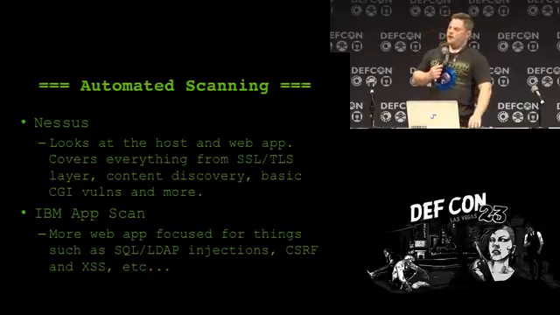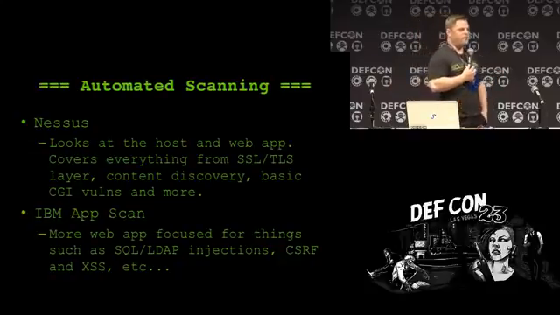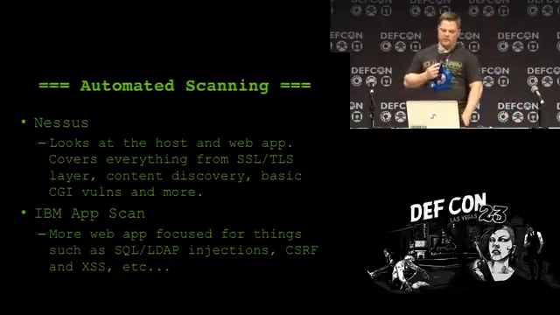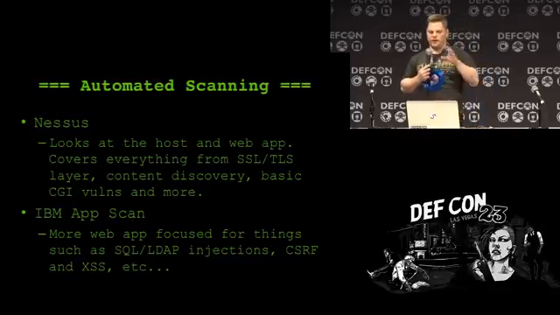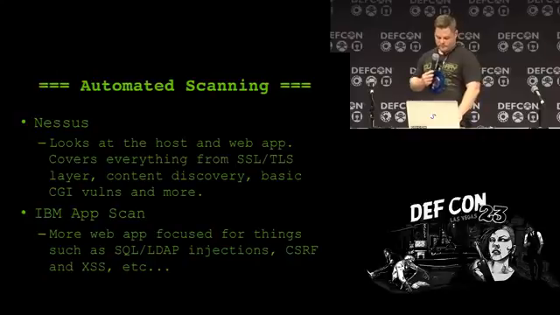So automated scanners, I want to talk about a few that I like to use and some of the more popular ones out there. Nessus by Tenable is great. It looks at the host, the web app, everything SSL, TLS layer. It also does basic content discovery, and it just kind of looks at it as a whole. IBM AppScan is another one that we like to use, and it's a little more focused. You can go in and modify a lot of things, from parameters that you don't want to have looked at, pages you want to exclude, and things like that. So it's a little more focused for web apps, and it's a tool we like to use.